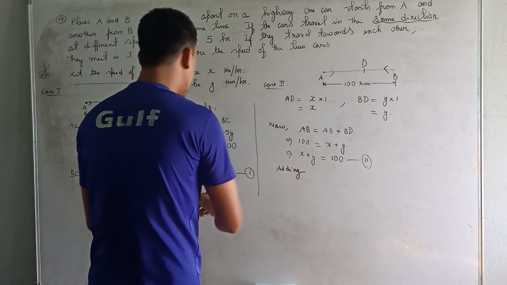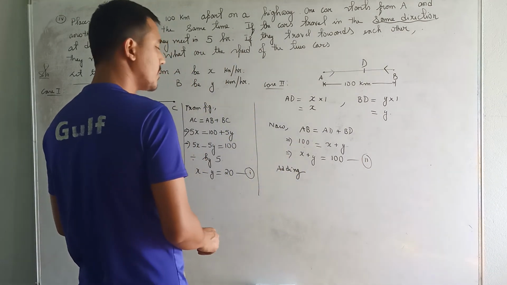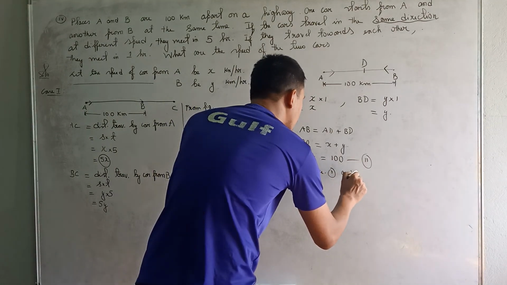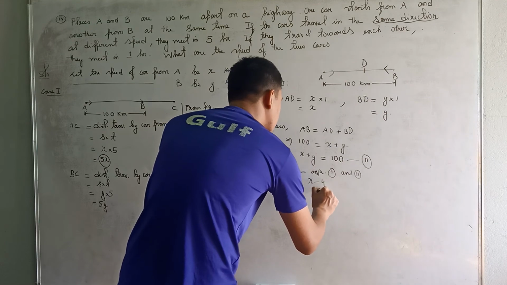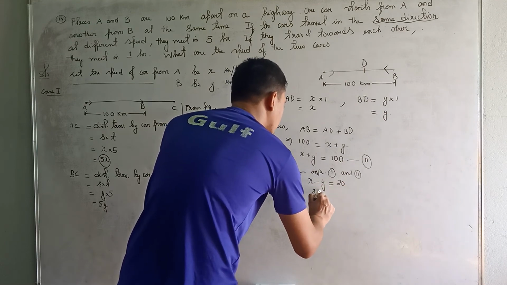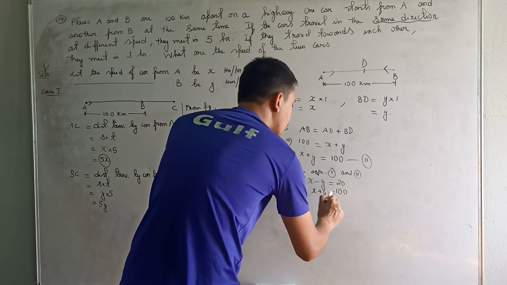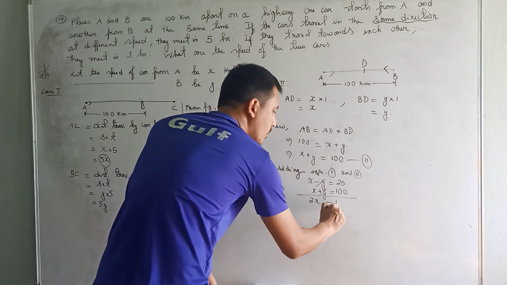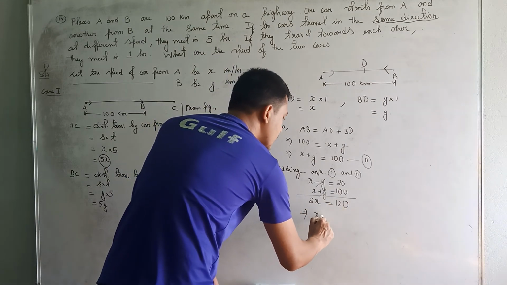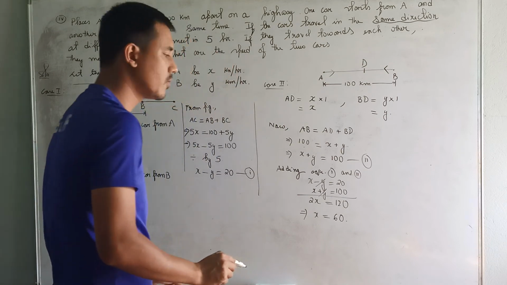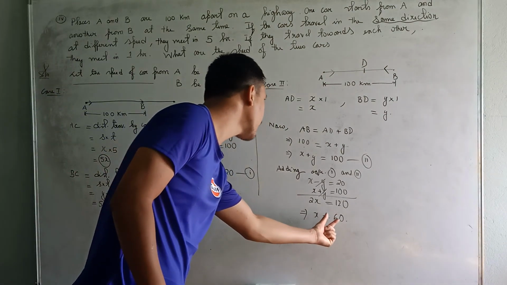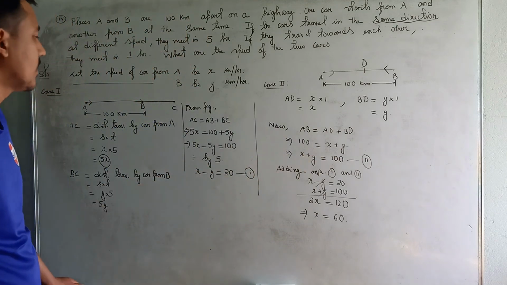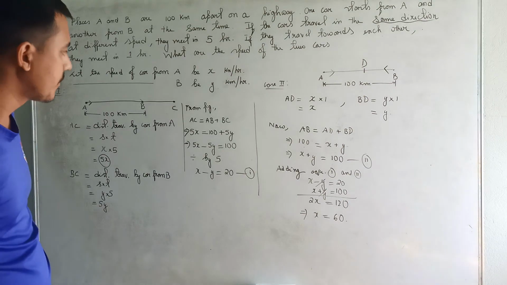If you want to eliminate X, then you have to subtract, because they have the same sign. Adding equation 1 and 2: equation 1, X minus Y is 20. Equation 2, X plus Y is 100. Adding, plus Y and minus Y cancel. X plus X, 2X is equal to 120. So X is equal to 60. Substitute this value of X in equation 1 or equation 2, then we shall get Y as 40.